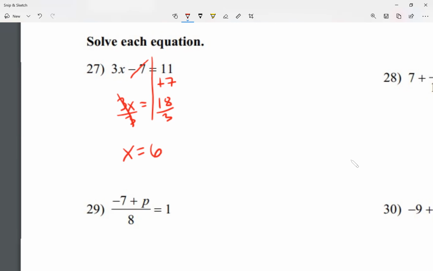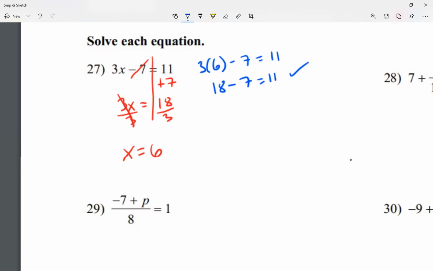Now, when we mean solve, it is that if in the original equation I write a 6 instead of x, 3 times 6 minus 7 is equal to 11, I'm going to get a correct, true statement. I have 18 minus 7 is equal to 11. Yeah, that's true, right? 18 minus 7 is 11. 6 is the only number that's going to give me a true statement.